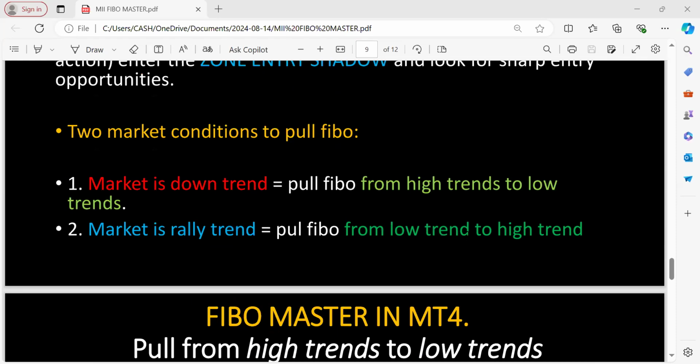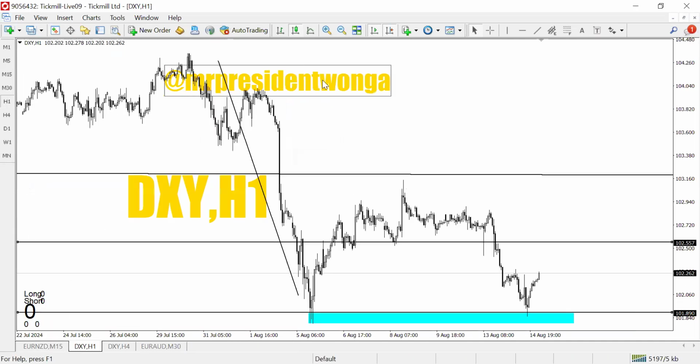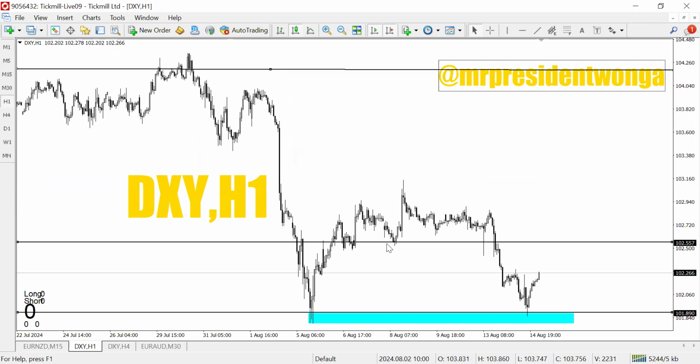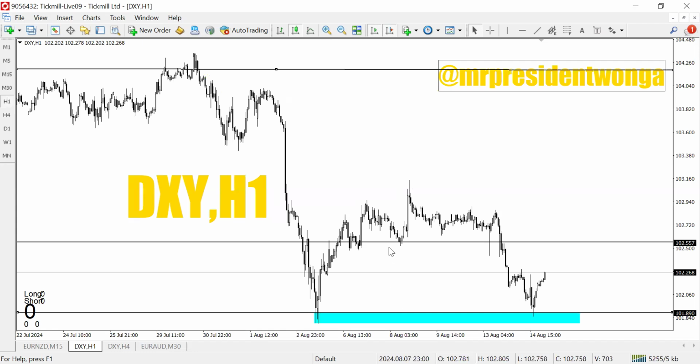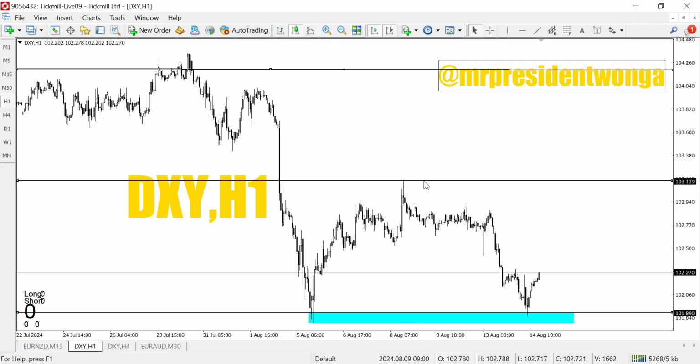Okay, I'm just going to show that on the charts, how you use the Fibonacci to get nice entries. This is DXY. By looking at this, what is the trend of DXY? Please share your answer in the chat box. Looking at this, what is the trend?